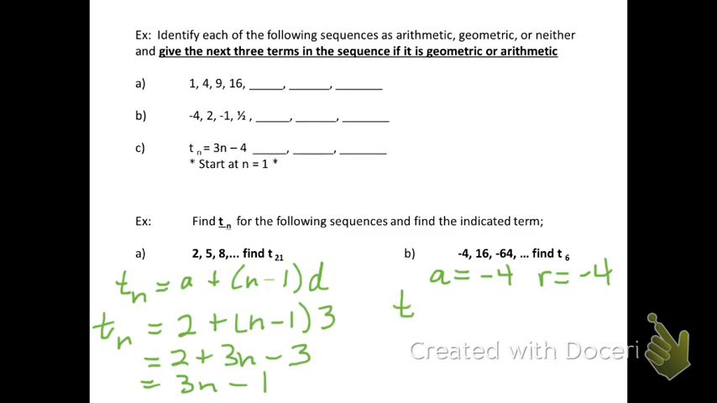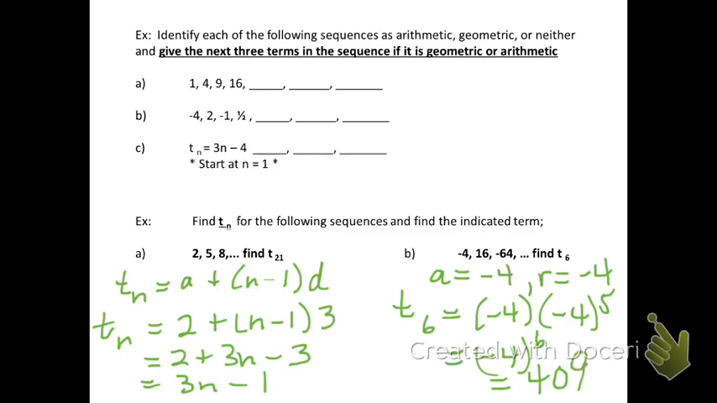So then term 6 is going to be negative 4 times negative 4 to the power of 5. And since they're both the same base, we can add the exponents together, and that's a degree of 1 plus 5. It's the same as negative 4 to the power of 6. You can't always do this, but in this case it works out nicely. And that is going to be an answer of 4,096.